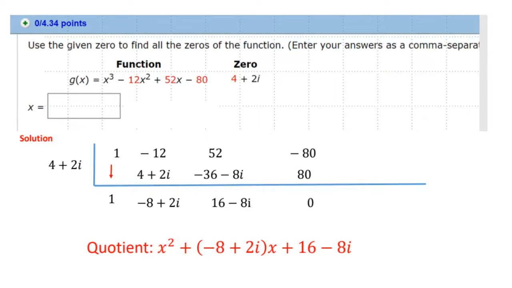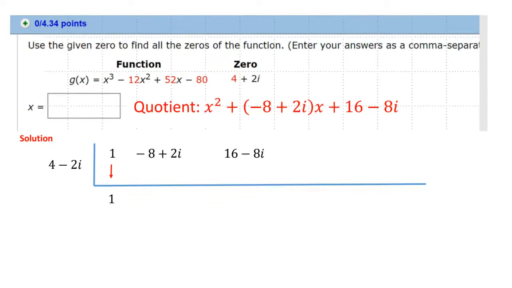So our quotient still has complex numbers in there. So what we can do is simplify it even further by doing it all over again. Let's go ahead and do synthetic division again with our quotient. Again, we're bringing down our 1, multiplying 4 minus 2i times 1. We get 4 minus 2i.